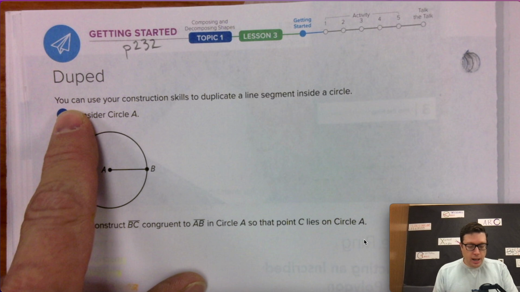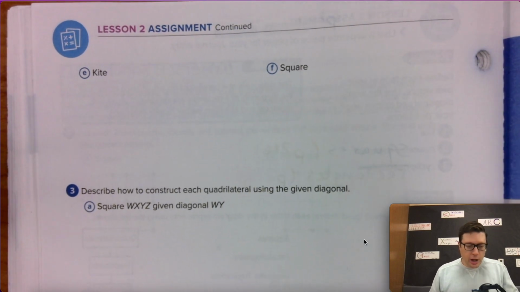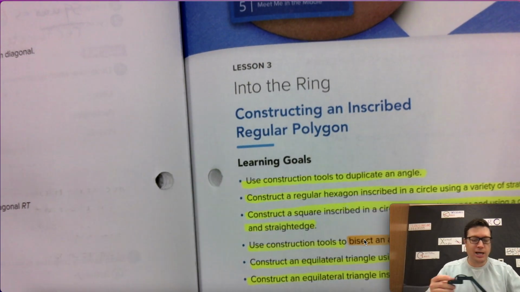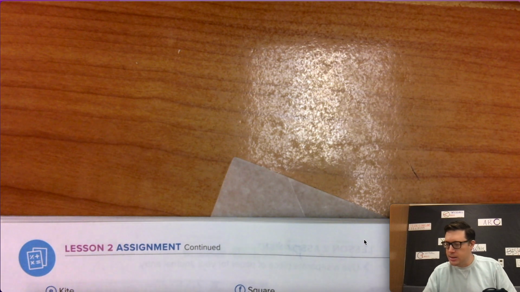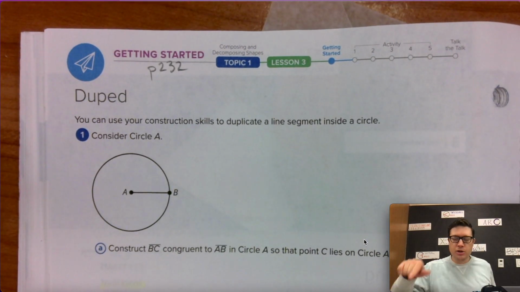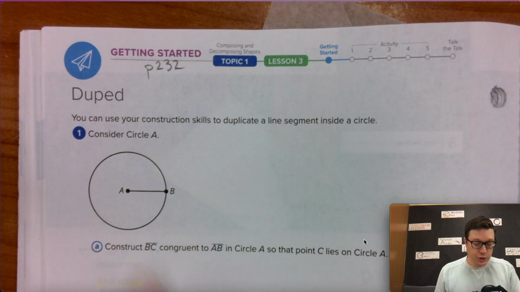Let's get into it. This is directly related to our learning goal from the previous video on using construction tools to duplicate. We're going to duplicate a line segment, but we will also talk about how that notation will eventually lead us to do the work for duplicating an angle. Consider circle A.